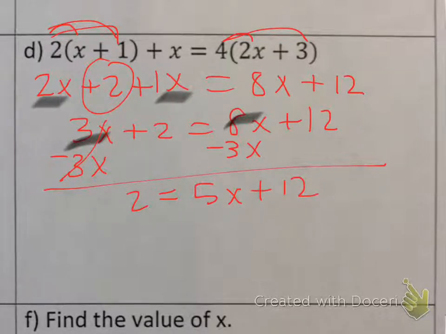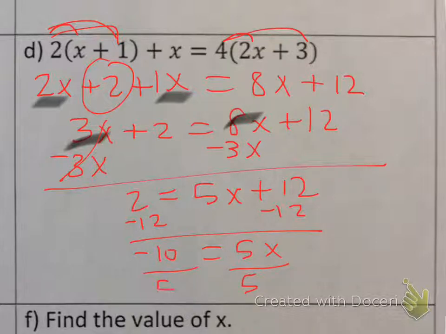This problem is a little bit longer, but we're doing okay here. We still are just going to solve it like usual now. So get rid of that plus 12 by subtracting it to the other side. And 2 minus 12 is a negative 10 equals 5x. How do I get rid of the 5 attached to the x? Well, that's multiplication, so the opposite is division. Divide both sides by 5, and I get x on this side. And on the other side, I get negative 2.